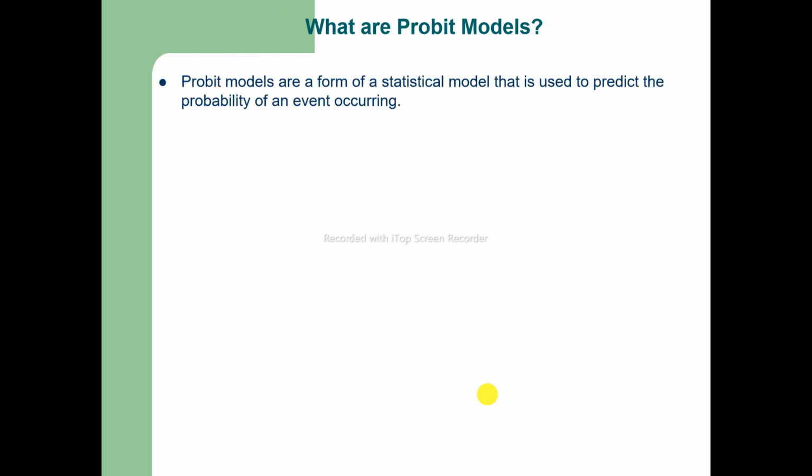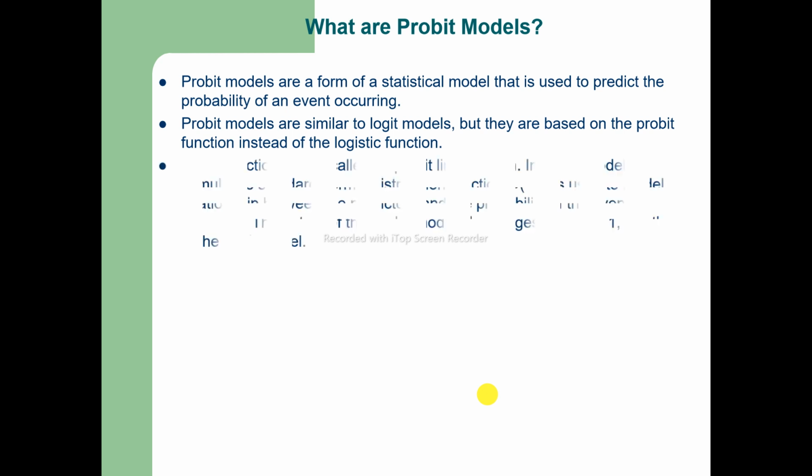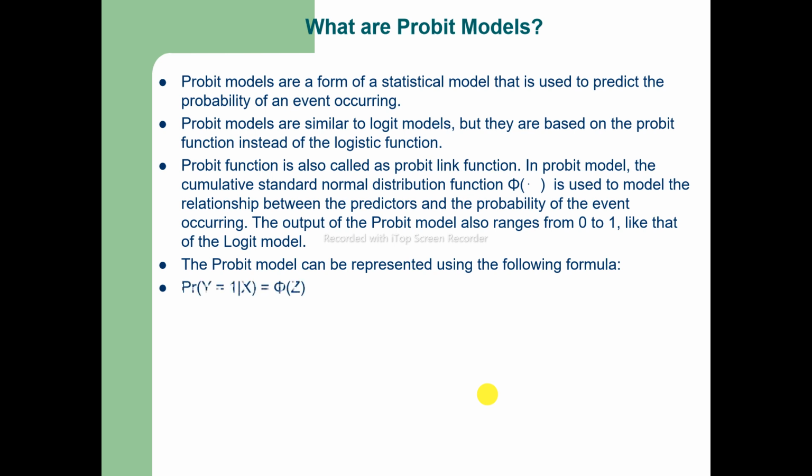On the other hand, Probit models are also a form of statistical model used to predict the probability of an event occurring, and these are similar to the Logit models, but they are based on the Probit function instead of the logistic function. The Probit function is also called the Probit link function. In the Probit model, the cumulative standard normal distribution function is used to model the relationship between the predictors and the probability of that event occurring. The output of the Probit model also ranges from 0 to 1, like that of the Logit model. The Probit model can be represented using the following formula.